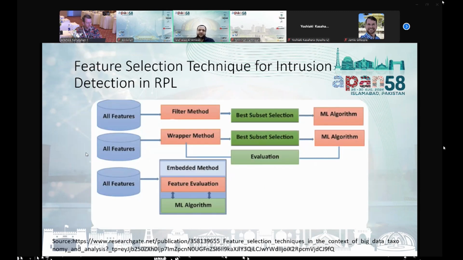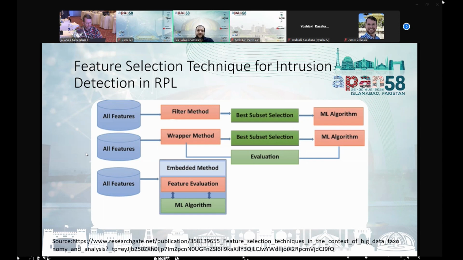So we have also another technique which is called feature selection. Feature selection is one of the most popular techniques for dimensionality reduction and for improving the performance of intrusion detection systems. These techniques can be classified into three main types: the filter method, the wrapper method, and the embedded method.